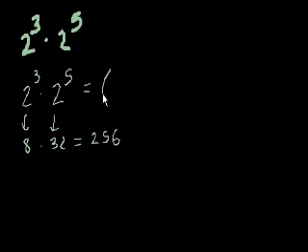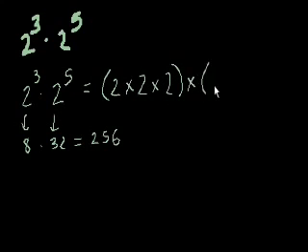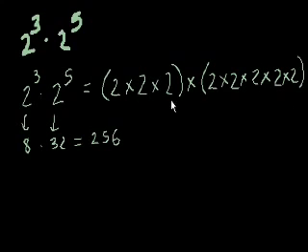2 to the third is 2 times 2 times 2, right? And we're multiplying that times 2 to the fifth, and that's 2 times 2 times 2 times 2 times 2. So what do we have here? We have 2 times 2 times 2 times 2 times 2 times 2 times 2 times 2. Really, all we're doing is multiplying 2 how many times? Well, 1, 2, 3, 4, 5, 6, 7, 8. So that's the same thing as 2 to the eighth. Interesting. 3 plus 5 is equal to 8.